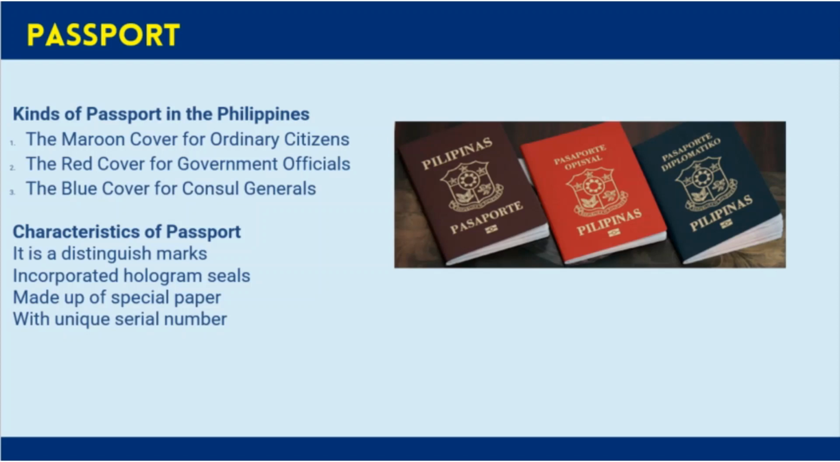Passport means a document issued by the Philippine government to its citizen requesting other governments to allow its holder to pass safely and freely, and in case of need to give him or her lawful aid and protection. So these are the three kinds of passport. So let's start with the maroon one. These are the regular passport.